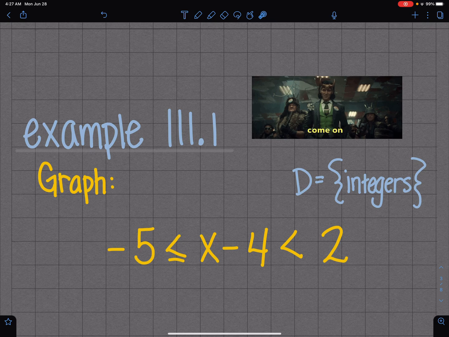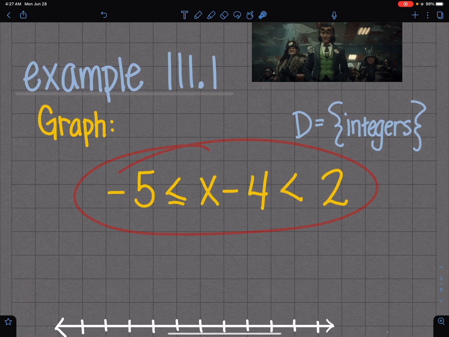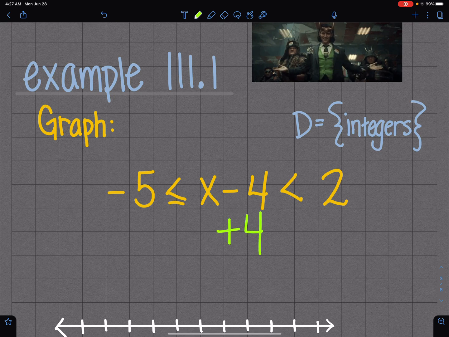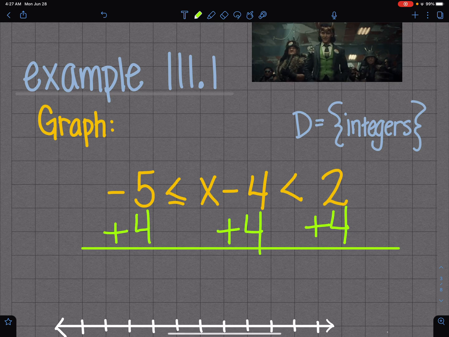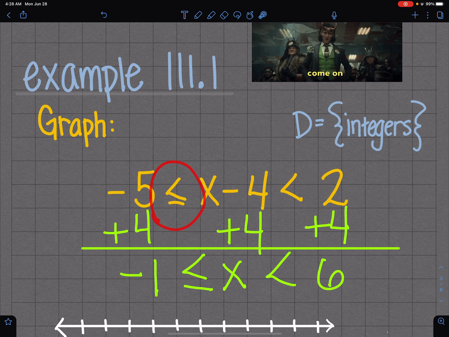Okay, we are going to graph this inequality. That's what they give you. The first thing is you have to simplify the conjunction. And what are we going to do to isolate the x? Well, it looks like we have to add 4 right here. And we're going to have to add 4 to all of the parts of the inequality. So then when we add that all up, we are going to get -1 is less than or equal to x, and then is less than 6. So remember to keep these parts the same. This had an equal sign in it, put it there. This did not have an equal sign, so don't put one there.